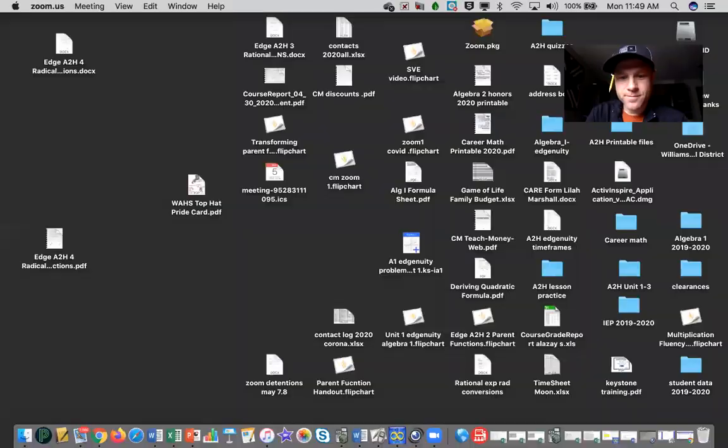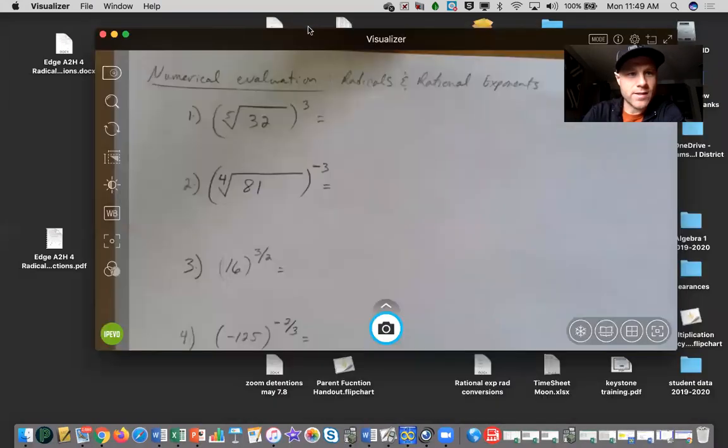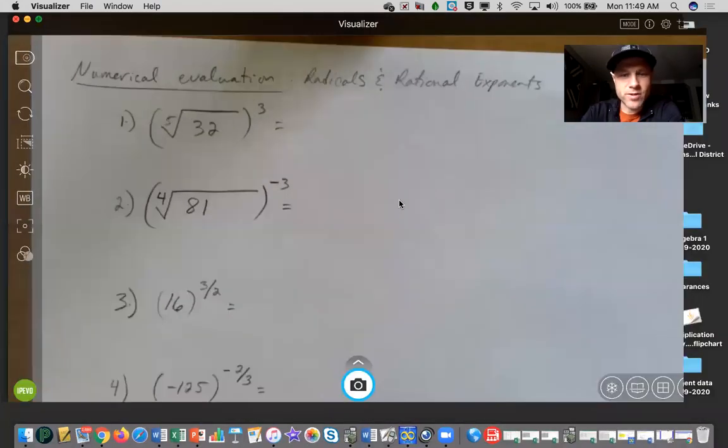Today we're going to work on some expressions involving radicals and rational exponents. So you ready? Let me share this with you guys. First thing we're gonna do is just some numerical evaluations, and some basic conversions from one to the other. And I know that you guys have already had this in class this year, so shouldn't be too bad.